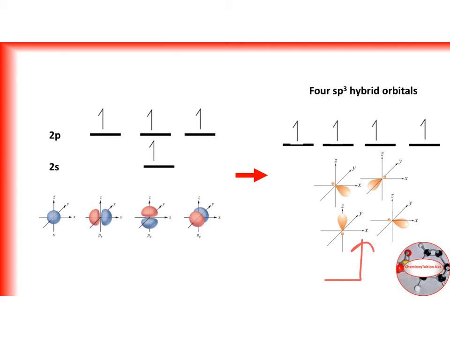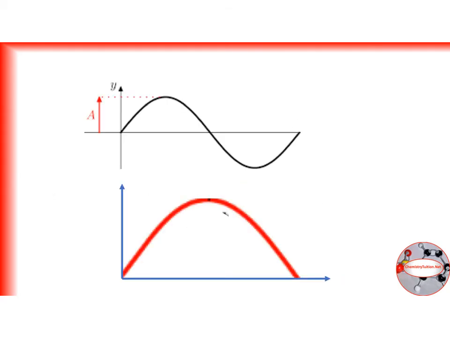So we're just going to have a look and see why. You can see that one lobe is quite large. For example, on this one here, you've got quite a large orbital on that side of the nucleus and a much smaller orbital on that side of the nucleus. So why is that?